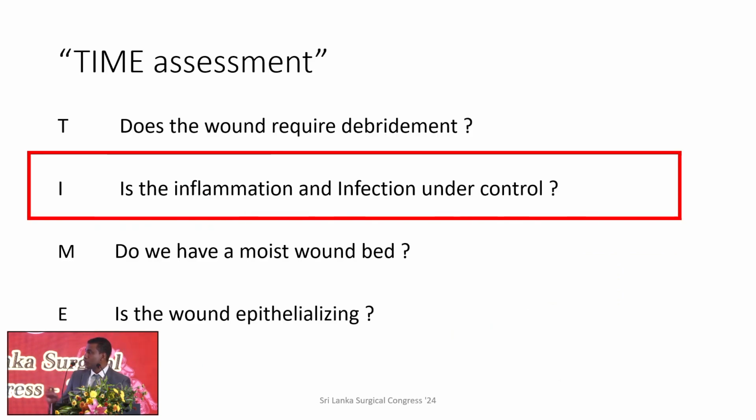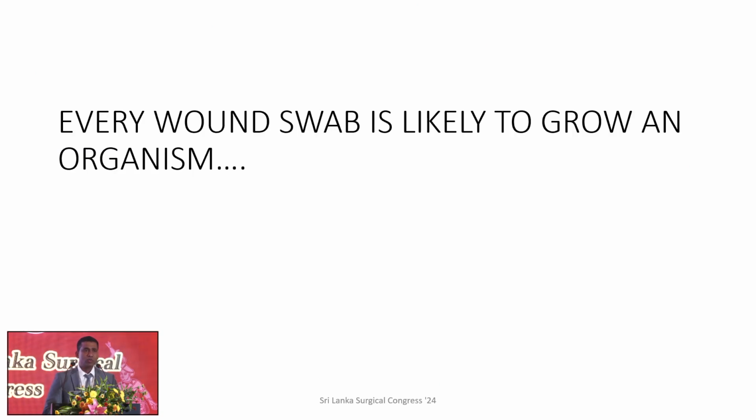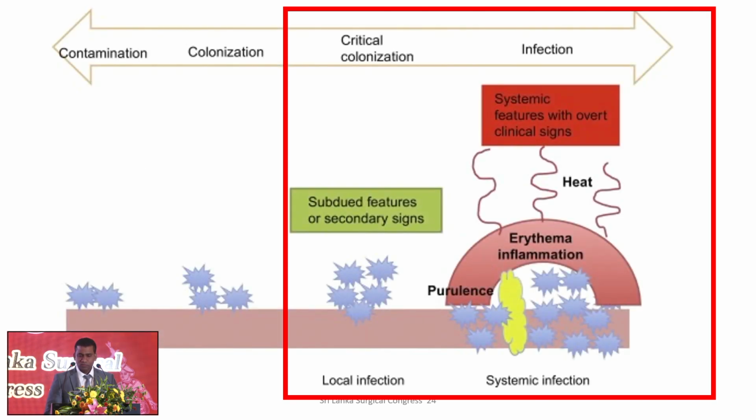Okay, so I'll move on to I, and that's the inflammation, infection going on. We like doing wound swabs, and I think just to take some key points, every wound swab is going to grow an organism. It's going to happen, because there is always going to be contamination. If there's a wound exposed, there's got to be bugs in it. But what you want is to get to that red zone. That's a danger area where the wound infection or the wound bugs have grown to a point where they're going to cause host tissue damage.